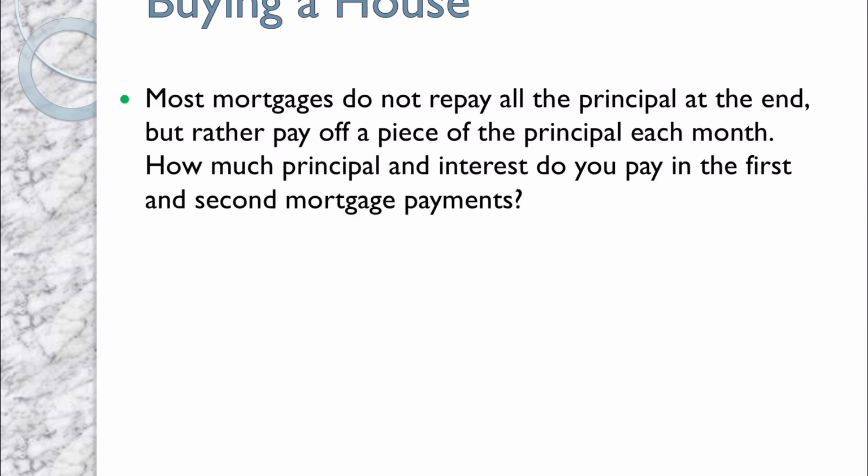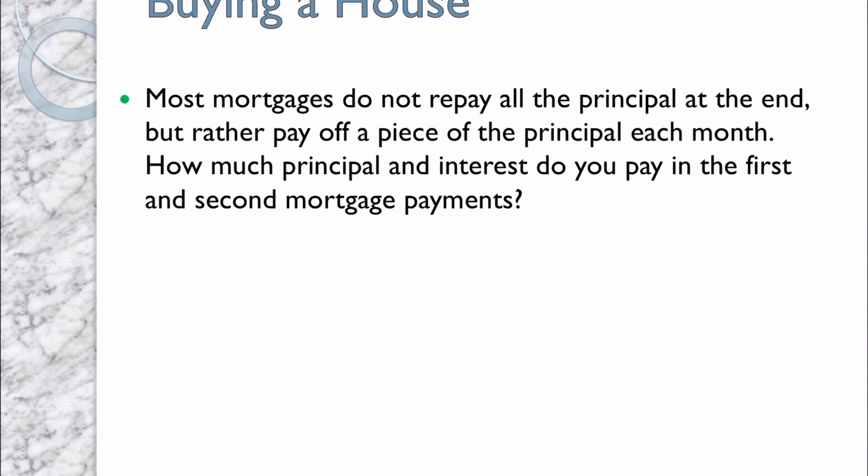So let's continue. Most mortgages do not repay all of their principal at the end. My example of the balloon mortgage is one that would pay all the principal at the end, but rather you would amortize your loan, where a piece of each payment goes towards reducing principal and a piece of each payment goes towards accruing interest. So what we are going to do here is calculate how much principal and how much interest we pay on our first and second mortgage payments.